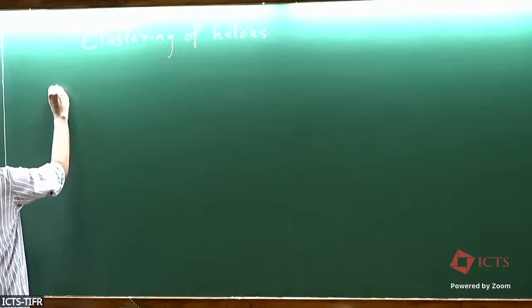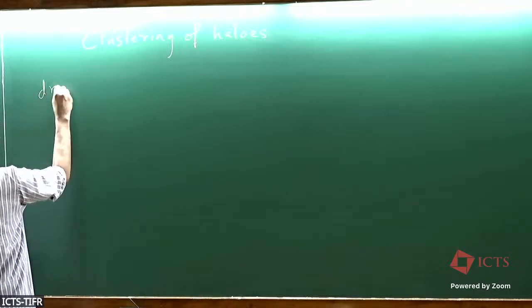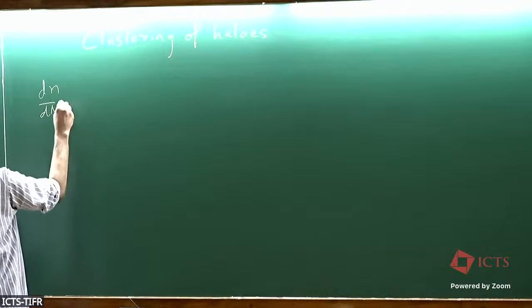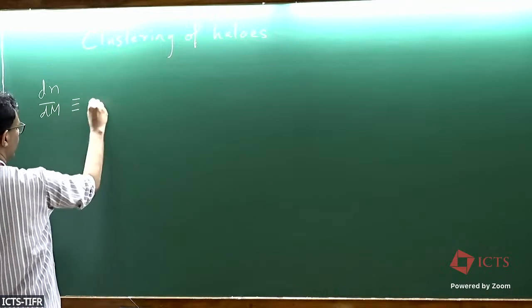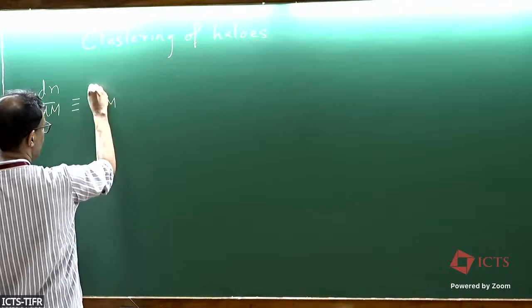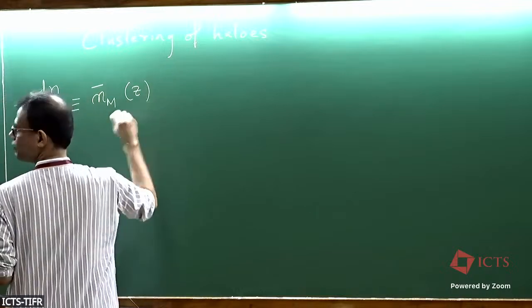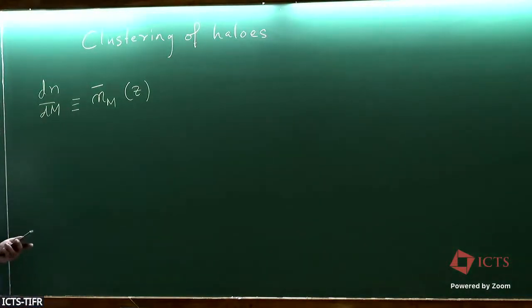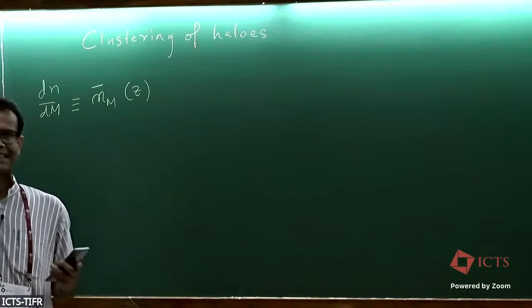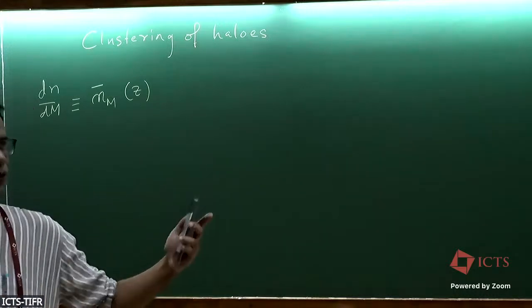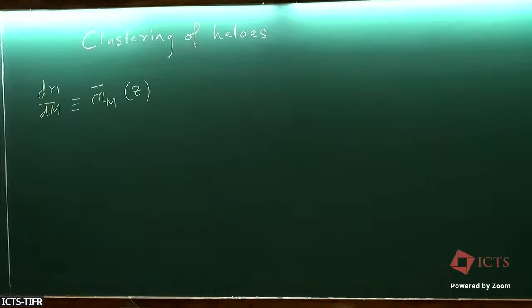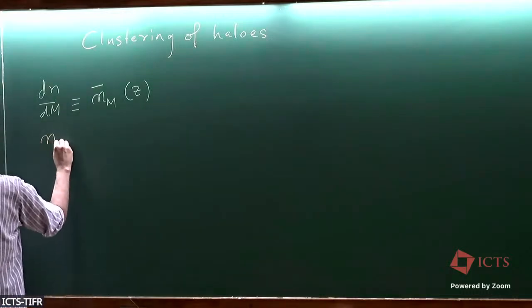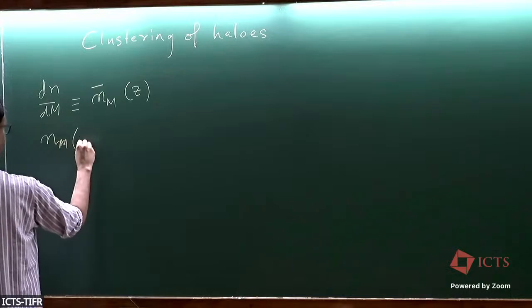So till now, what we have been calculating, I called it dn/dm. I'm just introducing another notation here. I'm calling this n_m bar at z. So n_m is nothing but dn/dm, and I have put a bar because this is an average over the whole universe. We gave you one number per redshift for a given mass bin. What we are interested in is to calculate, if possible, this quantity.